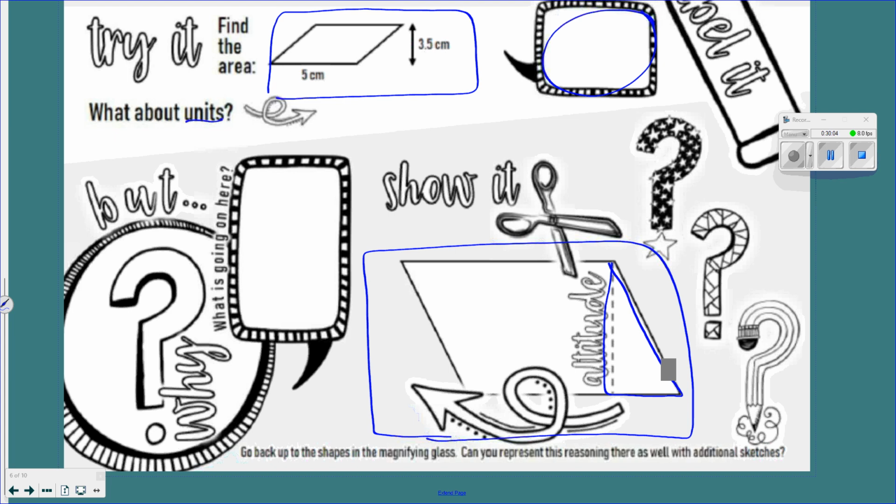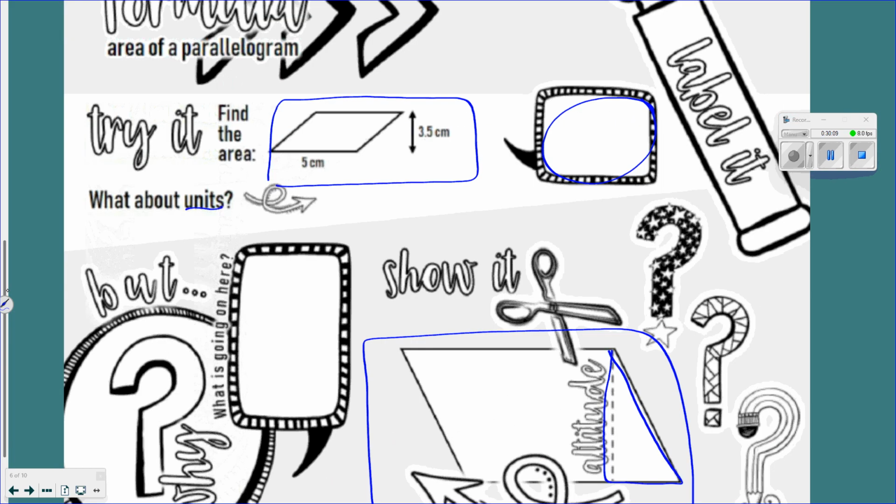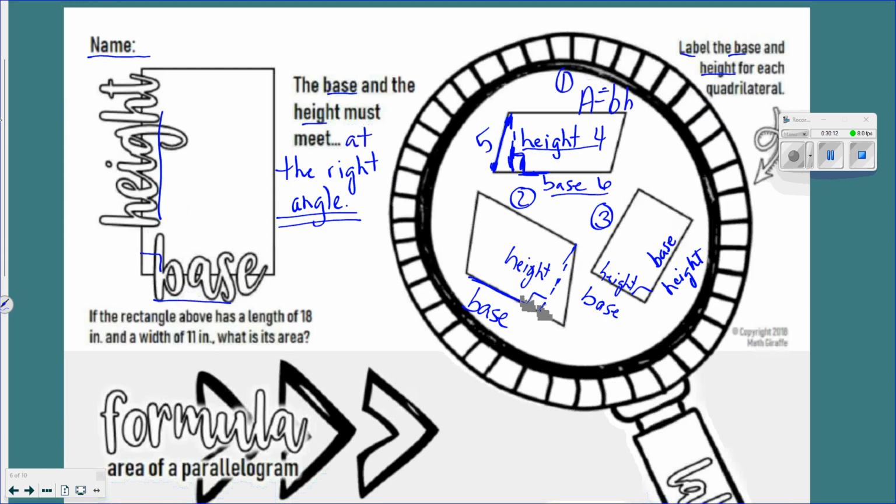Guys, I did miss one. I apologize. We go back to the top. There was one I was supposed to work through together with you guys before we did it. So it gives this rectangle. The rectangle above has a length of 18 inches, a width of 11 inches. What is its area?